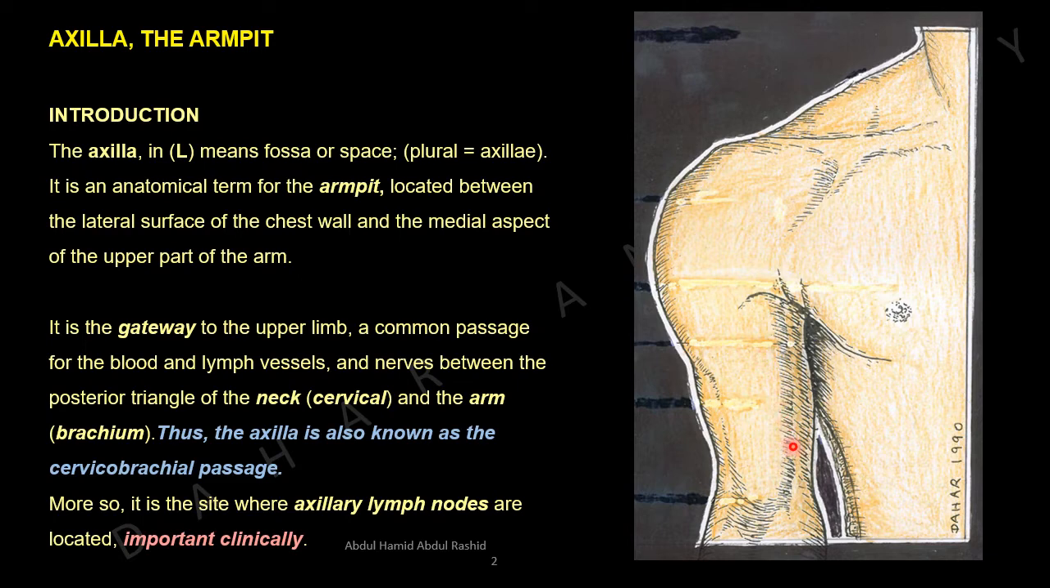It is the gateway to the upper limb, a common passage for the blood and lymph vessels and nerves between the posterior triangle of the neck, the cervical, and the arm, brachium. Thus, the axilla is also known as the cervicobrachial passage. More so, it is the site where axillary lymph nodes are located. Important clinically.